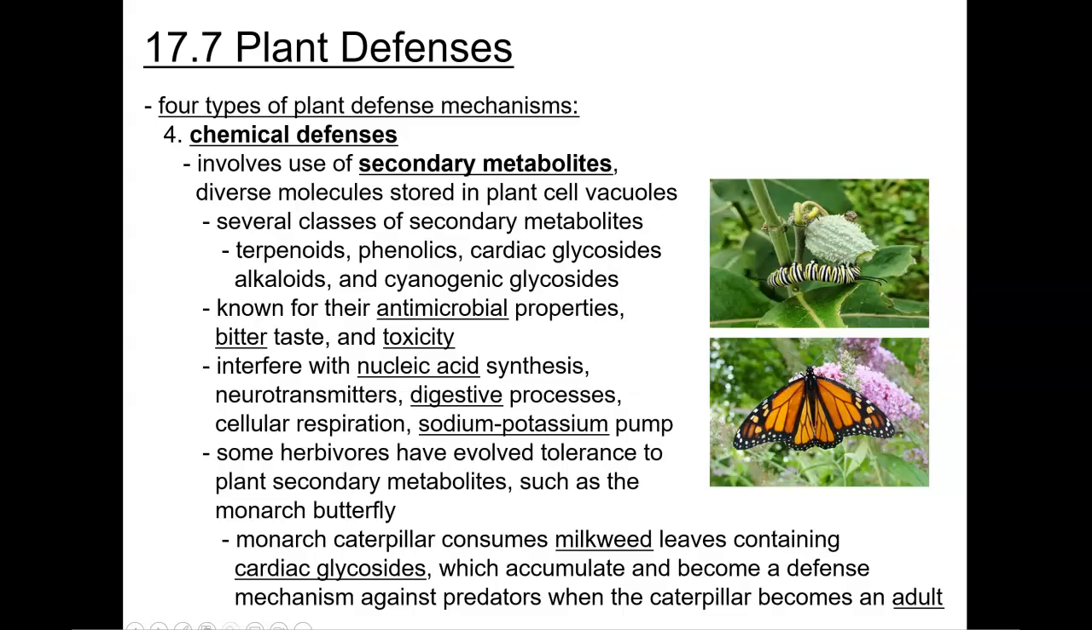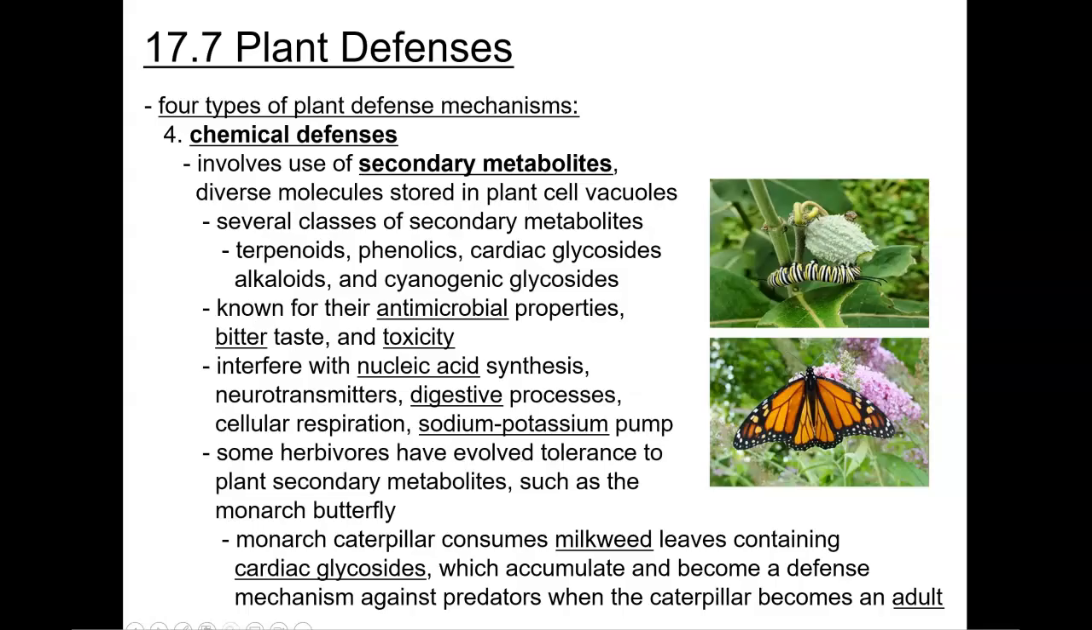Chemical defenses are going to involve using a secondary metabolite. That's a diverse molecule that's going to be stored in plant cell vacuoles. Several classes of secondary metabolites are going to be terpenoids, phenolics, cardiac glycosides, alkaloids, and cyanogenic glycosides. These are going to be known for their antimicrobial properties, their bitter taste, and of course their toxicity. They can interfere with nucleic acid synthesis, so that's the making of nucleic acids like DNA and RNA. They can interfere with neurotransmitters, digestive processes, cellular respiration, and sodium-potassium pumps.